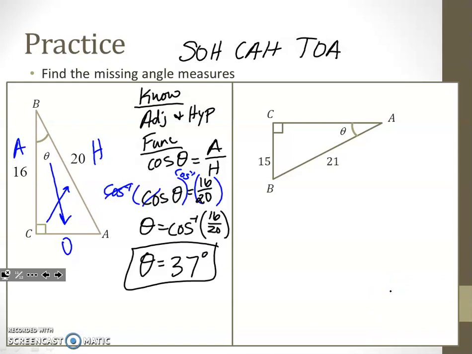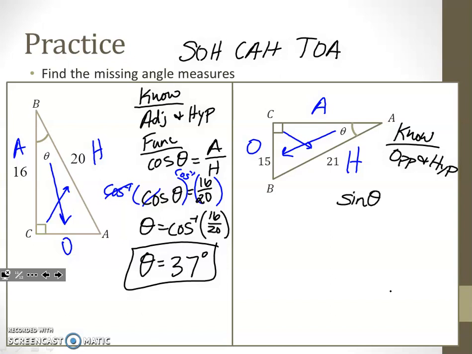Okay, next one. This triangle is kind of flipped around, but it doesn't change anything. Across from my 90-degree angle is my hypotenuse. Across from my theta is my opposite. What's left over is my adjacent. So what do I know? Well, I know my opposite and hypotenuse. If you know opposite and hypotenuse, that tells me I need to use sine theta, which is opposite over hypotenuse. So sine theta equals opposite, which is 15, over hypotenuse, which is 21.